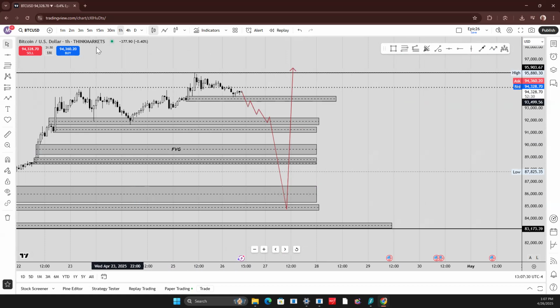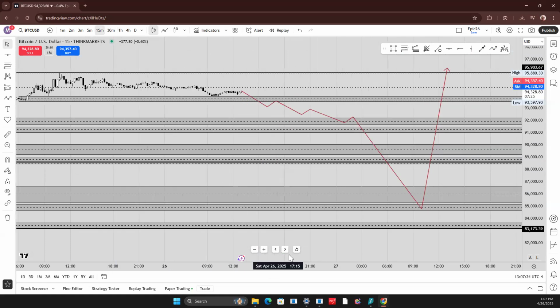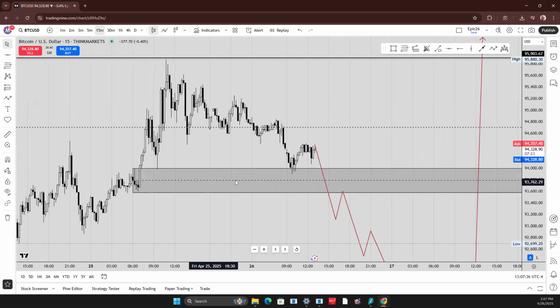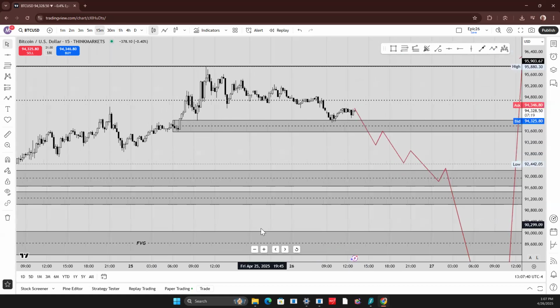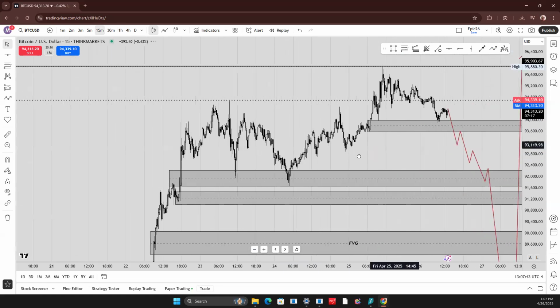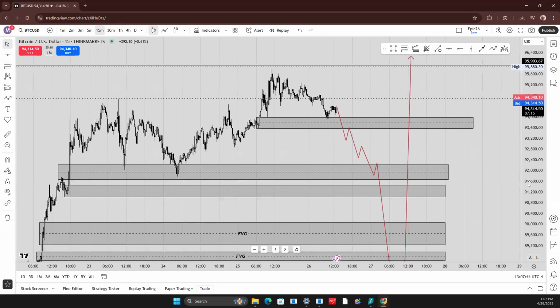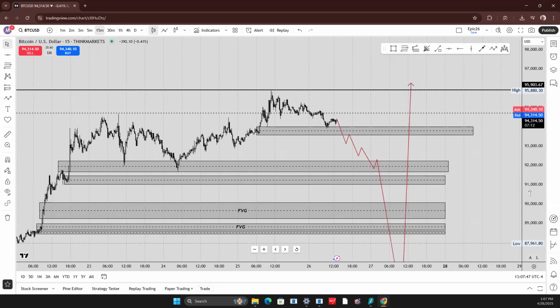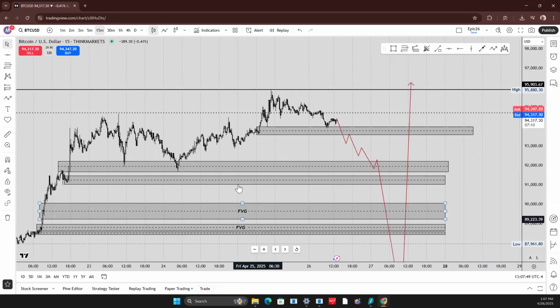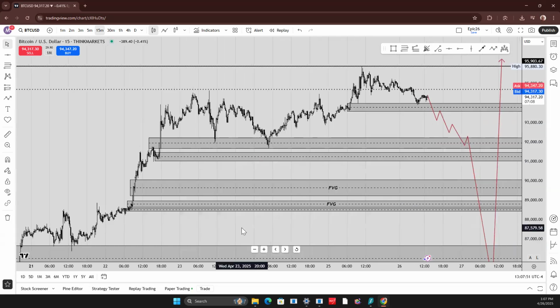Right. So that's a 1 hour. Go down to the 15-minute. And pretty much nothing really changes, because each zone, whether it's the daily, the 4 hour, the 1 hour, the 30, 15-minute, it all has to coincide with each other and it has to give you the bullish momentum that you're looking for.